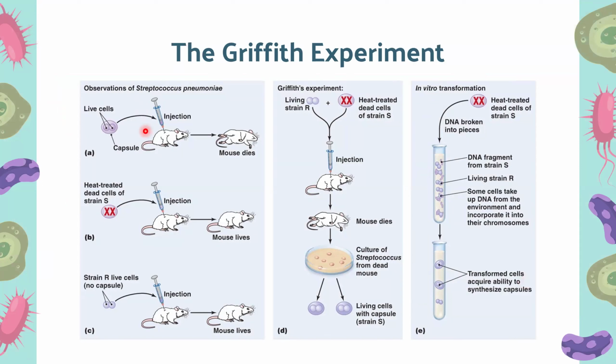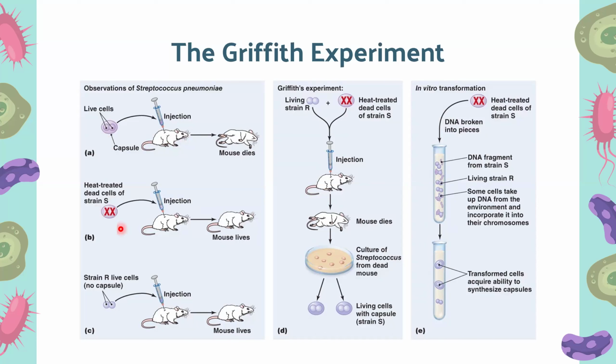So the Griffith experiment involved injecting a mouse with Streptococcus pneumonia, which, remember, I told you guys is a very competent bacteria that is able to actually undergo the process of transformation. So when they injected the mouse with live Streptococcus pneumonia cells, the mouse died. What they did after that was try to kill those bacterial cells and see whether or not they would have an effect on the mouse.